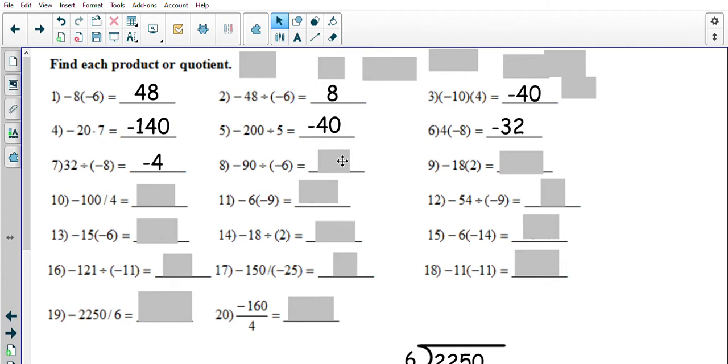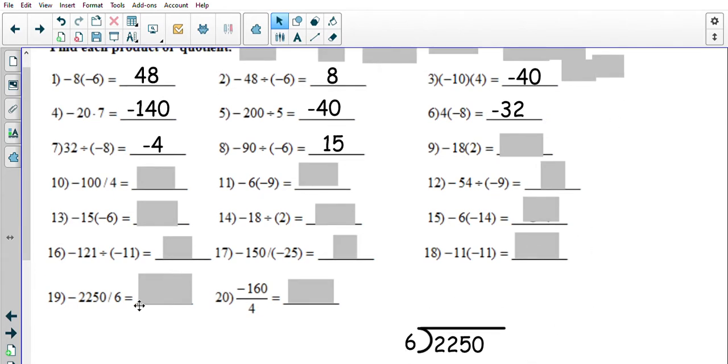I just have to figure out how many times 6 goes into 90. You might need to do long division, but I know that 15 times 2 is going to get me 30. And if I have 3 30s, it's going to get me to 90. So I know that 90 divided by 6 is going to be 15. But again, if you need to do long division, which we're actually going to see down here for question number 19, you can certainly do long division to find your solution.